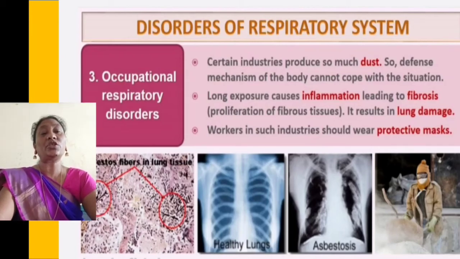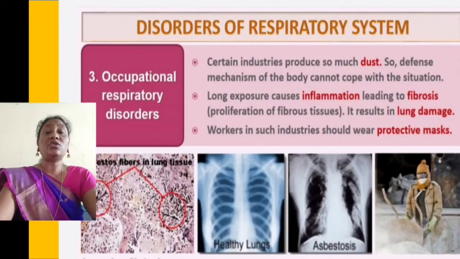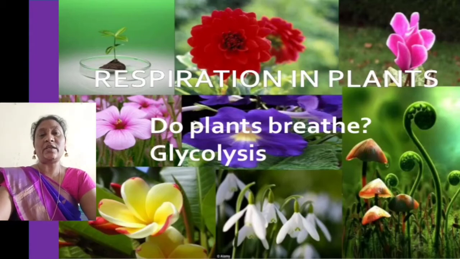So there is proliferation of fibrous tissues, and it results in lung damage. Workers in such industries should wear protective masks. That means wherever we are working, in smoke-releasing industries, we should take complete care to prevent damage to the lungs. So this is about the different kinds of disorders caused in the respiratory organs.